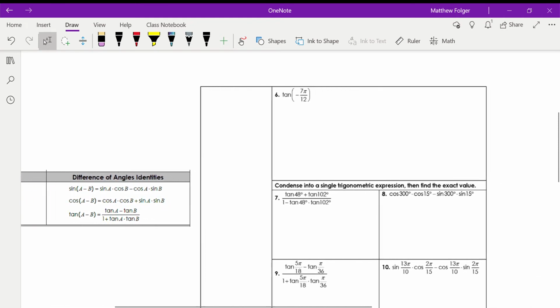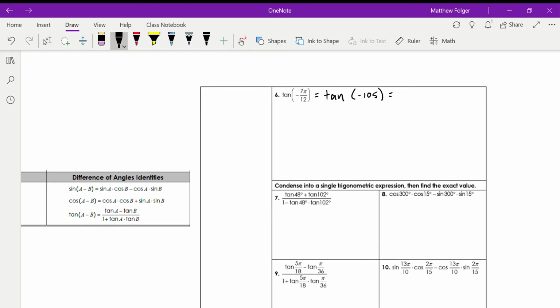So this first problem says we want to find the tangent of negative 7 pi over 12. Now, the first thing we always want to do with this is turn that into degrees. So we're going to do 7 times 180 divided by 12. And you get 105. So negative 105. And then we just want to make that positive.